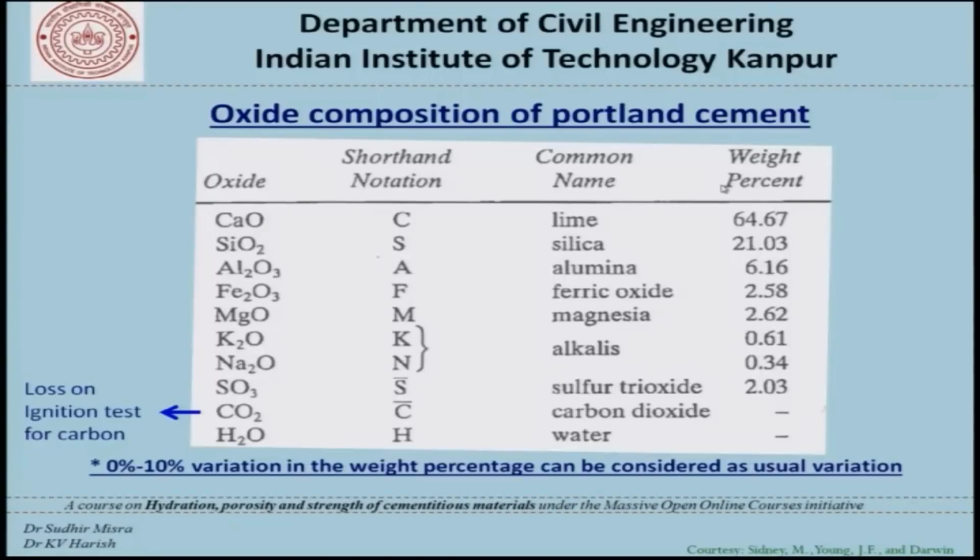The weight percentage of these oxides are very important. Calcium oxide is about 64%, silicon dioxide is about 21%, aluminum oxide is about 6%, iron oxide is 2.5% and others are minor oxides. It may be remembered that exact quantity of these oxides are not important, but you may understand that there will be 0 to 10% variation in these amounts.